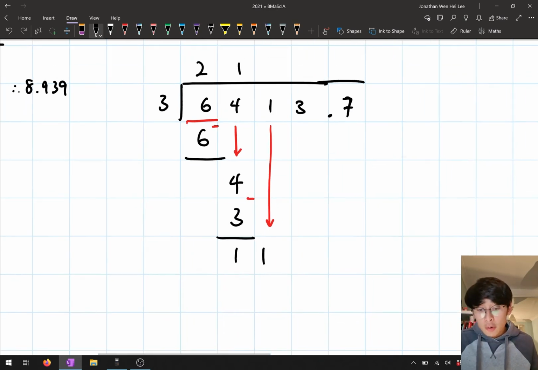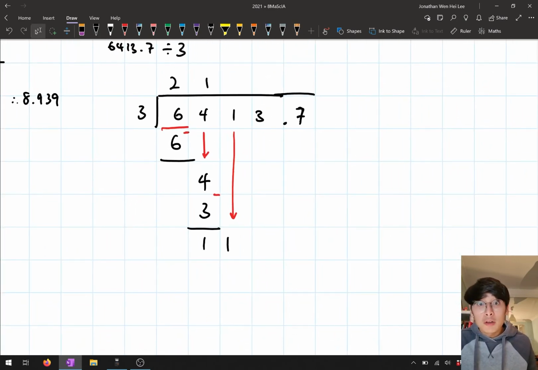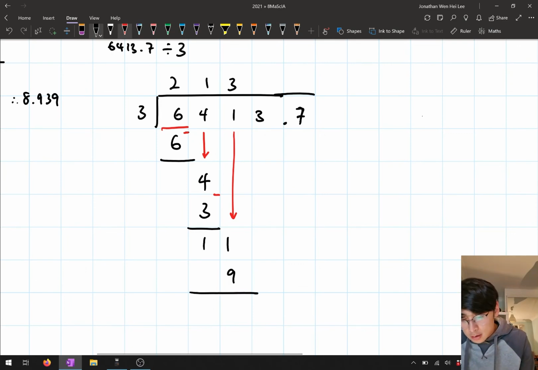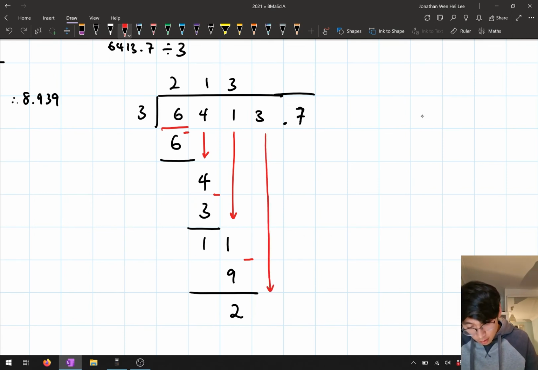Does 3 go into 11? Yeah, 3 goes into 11. It goes into 11 3 times. So 3 times 3 gives me 9. And so it goes into 11 3 times. So I'm going to subtract those 2. 11 minus 9 gives me 2. Does 3 go into 2? Nope. So I'm going to drop down the next one. So I've got 23 here, and I'm going to try that again.